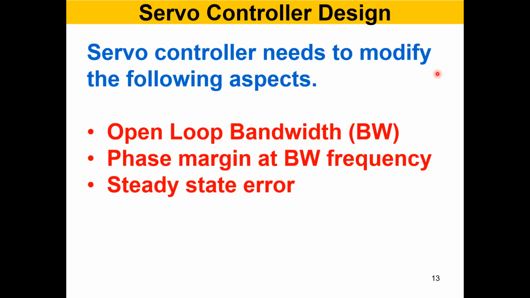Where you're supposed to change your reference signal very quickly, and you want the motion control system to follow that reference as fast as possible and as accurate as possible.